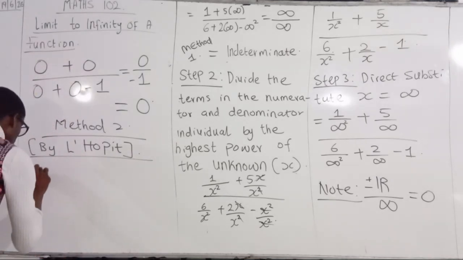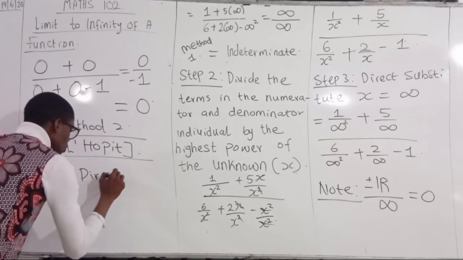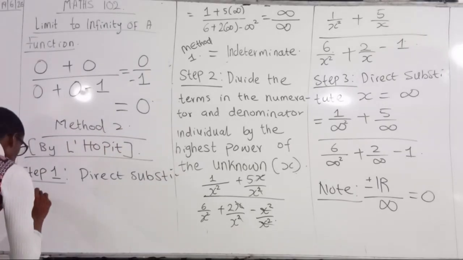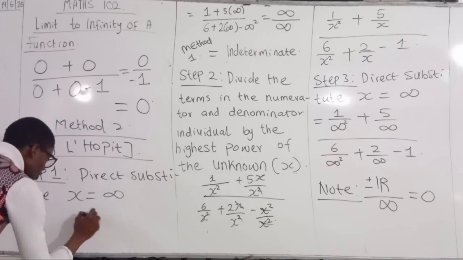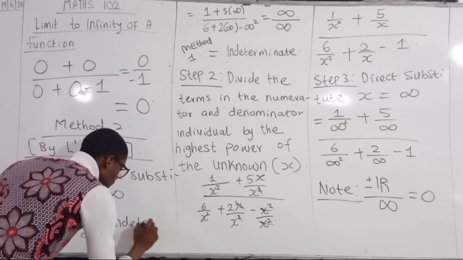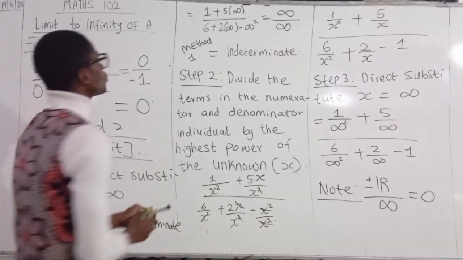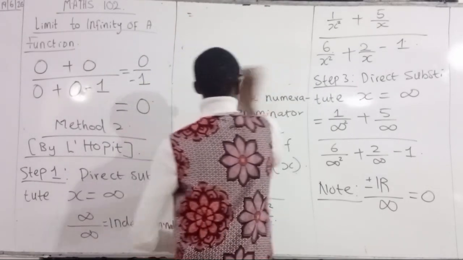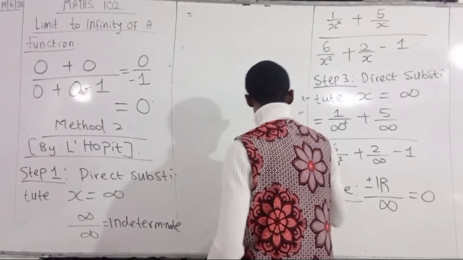Step 1. What do you do in step 1? Directly substitute x as infinity. We will still get infinity all over infinity, which will give us indeterminate. Because we have already done that, I don't need to do it again. This one gave us that same thing, so the same thing will happen in this method. So that first step is the same for both methods.